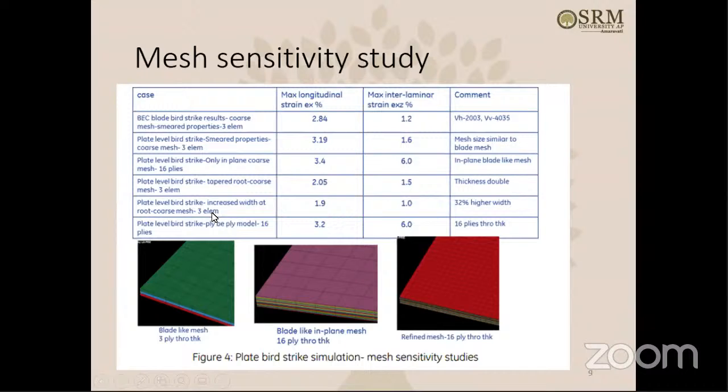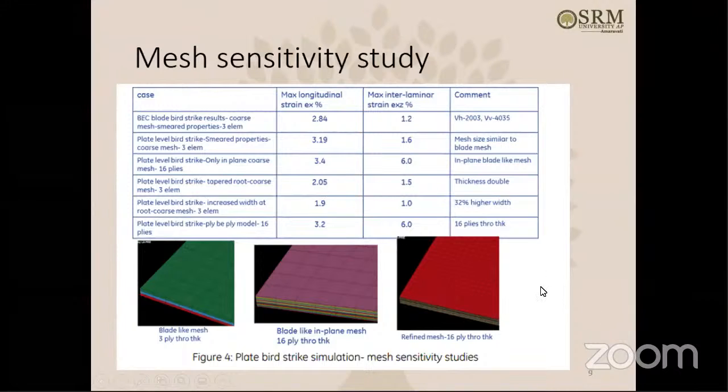Then the width of the blade. Suppose the width of the blade is a little bit higher than what it shows. So at the root, the width was increased, and how much effect that has is shown. And finally, the ply-by-ply model with 16 plies. As you can see in the ply-by-ply model, of course, the interlamellar shear strain shoots up. That's the sign of the correct analysis.